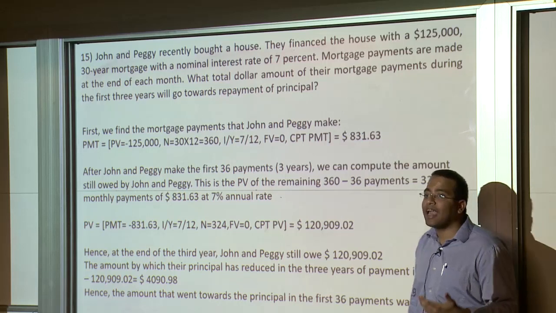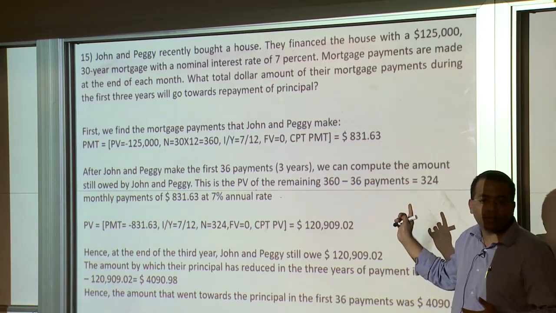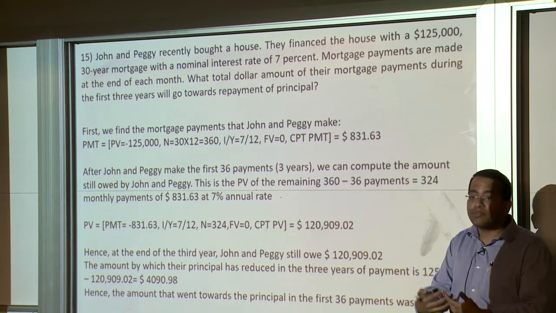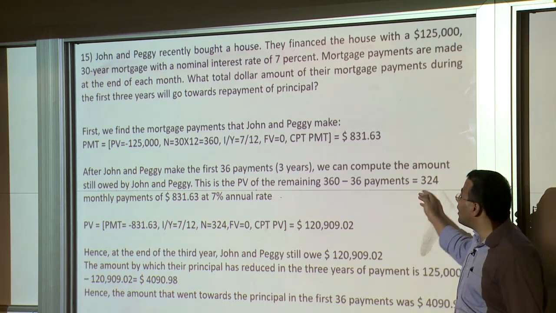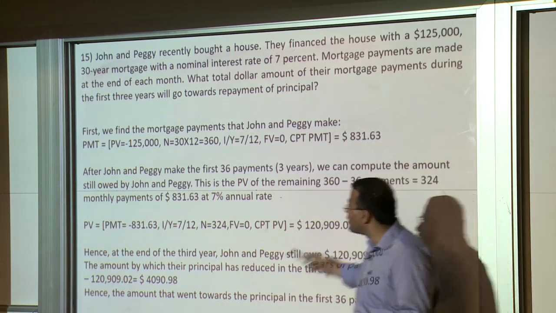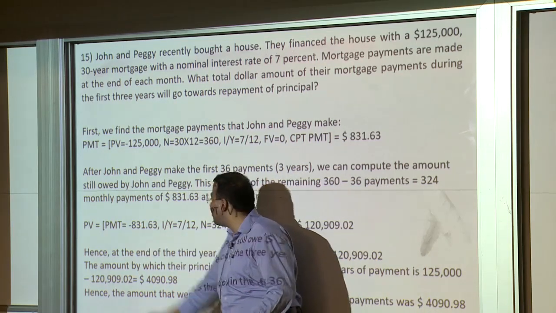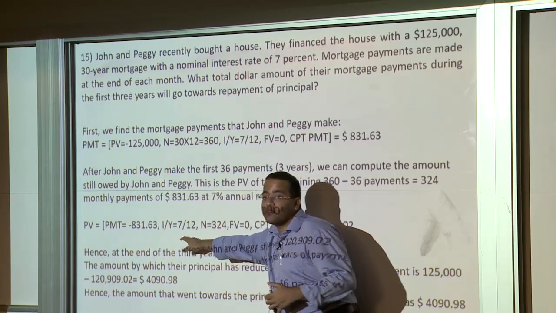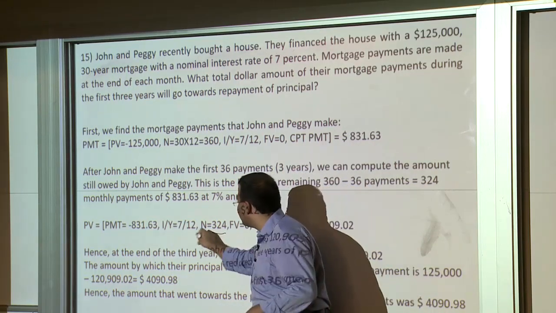So how many payments do they have left over? They have 324 payments left over. And we can calculate the present value of these 324 payments. To do that you just have to feed in these numbers here. You have a PMT of 831.63, that's the payment that's happening every month. You have an I/Y of 7/12. You have N of 324, this is the key difference here.